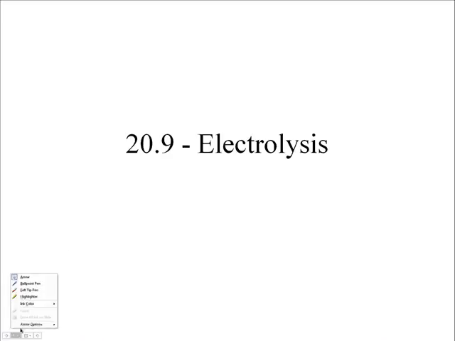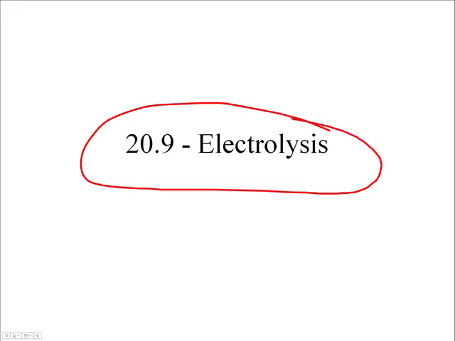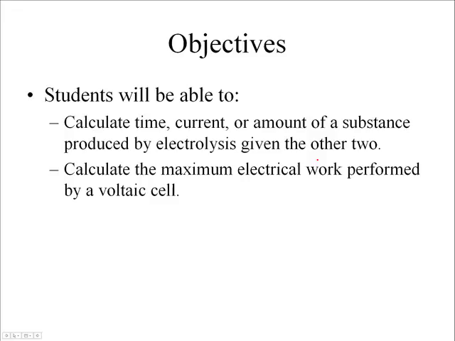Alrighty, our last section deals with what's called electrolysis. This is section 20.9. Notice that we actually did skip a couple of sections. One of them is about batteries. Batteries are not covered on the AP exam. This one does deal with electricity, and this is unfortunately a very important section.